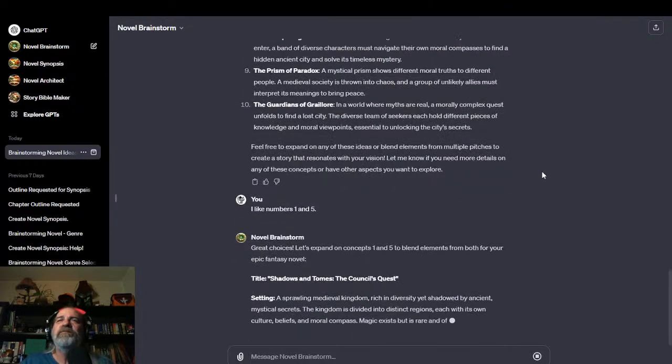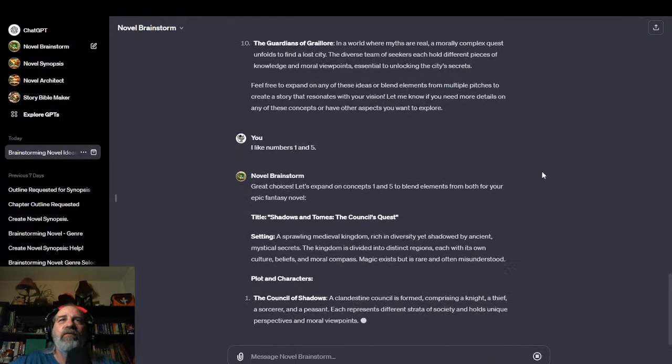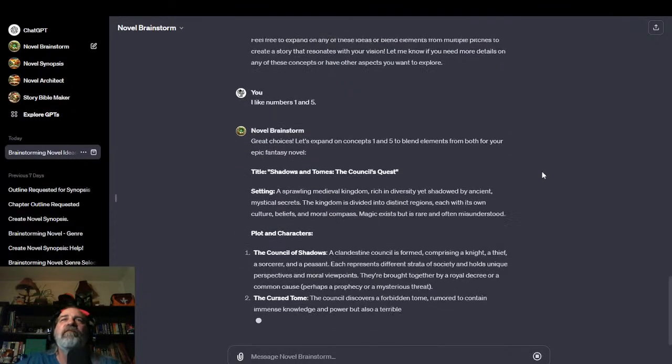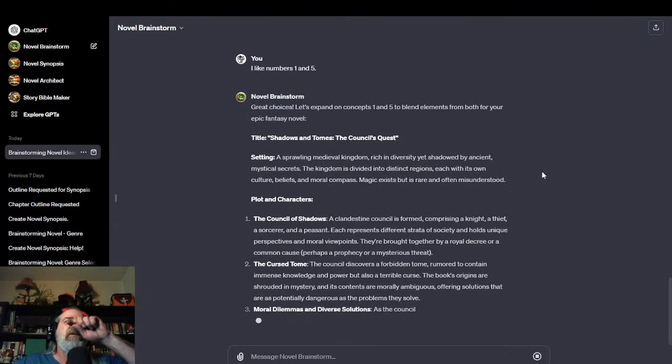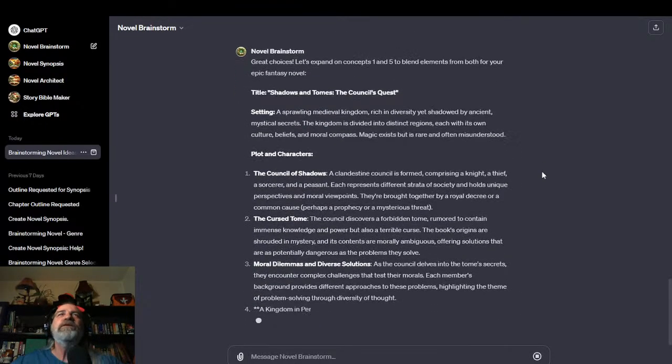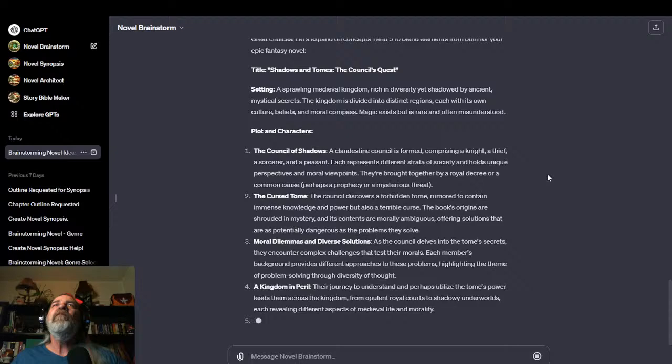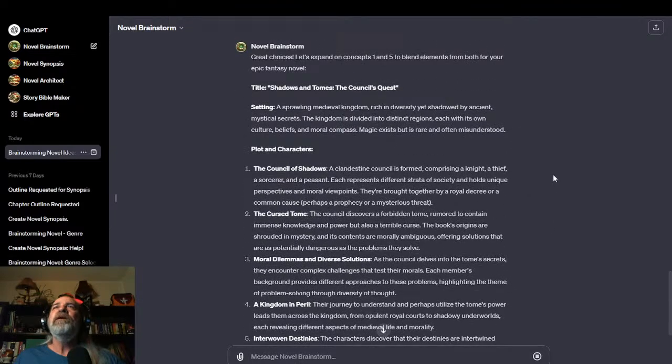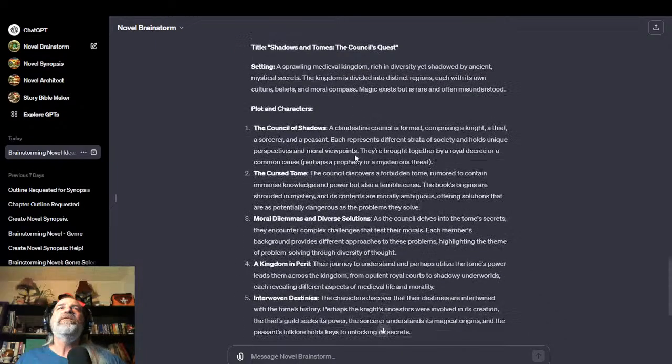Let's expand on concepts 1 and 5 to blend elements from both for your epic fantasy novel. Shadows and Tomes, the Council's Quest. A sprawling medieval kingdom, rich in diversity, yet shadowed by ancient mystical secrets. The kingdom is divided into distinct regions, each with its own culture, beliefs, and moral compass. Magic exists, but is rare and often misunderstood.